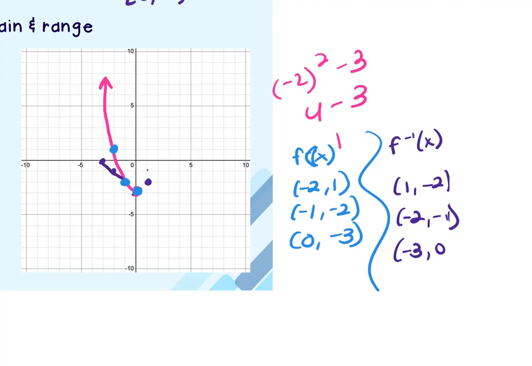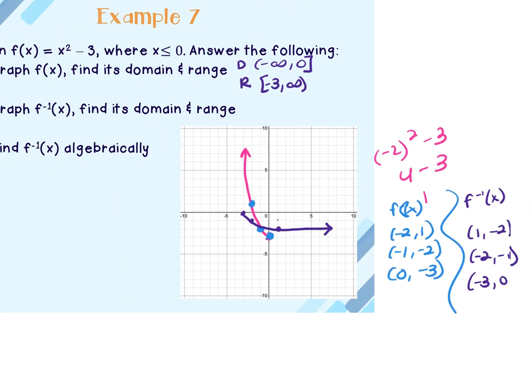Okay, and then because the x had to be less than 0 here, the y has to be less than 0. Now if we were to check, we could draw a line through y equals x, and if we folded these over, they would overlap. Domain is negative 3 to positive infinity. Range is negative infinity to 0.